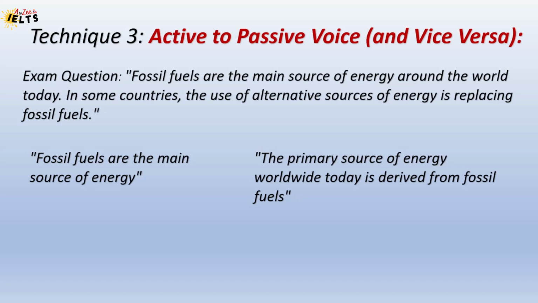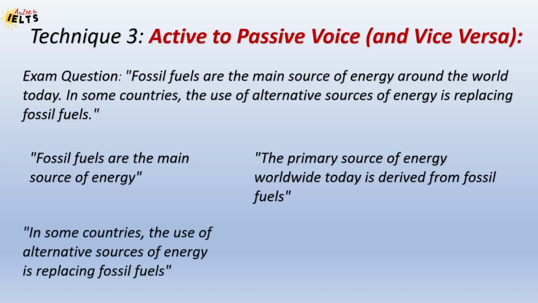The first sentence is in the simple present form, so when we apply the passive voice, we convert it into object plus is, am, are plus third form of verb plus by plus subject. So we start this sentence with the object of the sentence. We transform this sentence from active voice, fossil fuels are, to passive voice, the primary source of energy. The core idea of fossil fuel being the primary energy source remains unchanged.